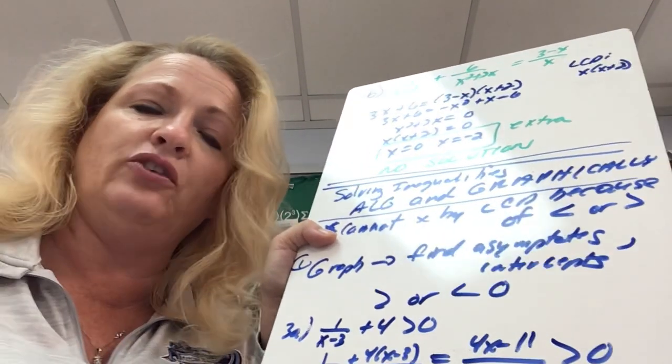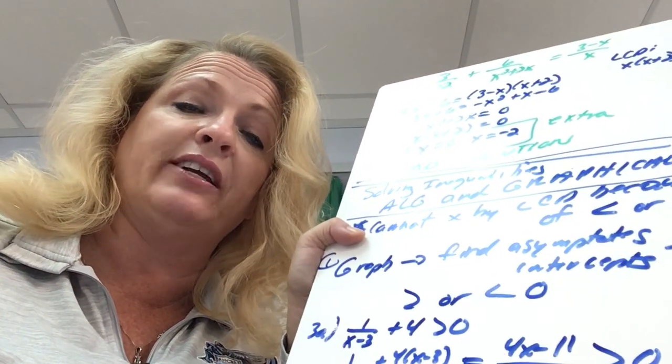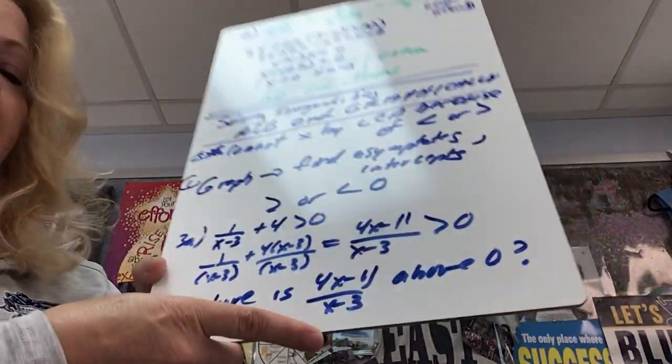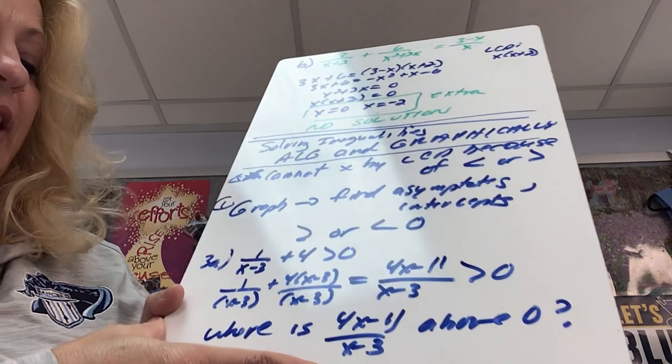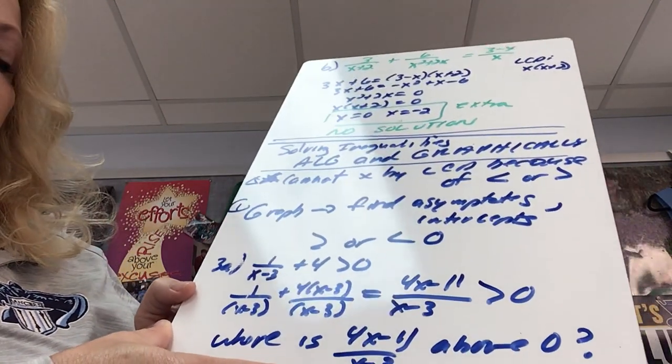Now, why am I asking you to find your asymptotes? Asymptotes, because isn't that where a graph can change direction? All right, so let's take a look at 3a. Taking a look at 3a, we definitely don't have a rational function, or we need to put it in rational function form.